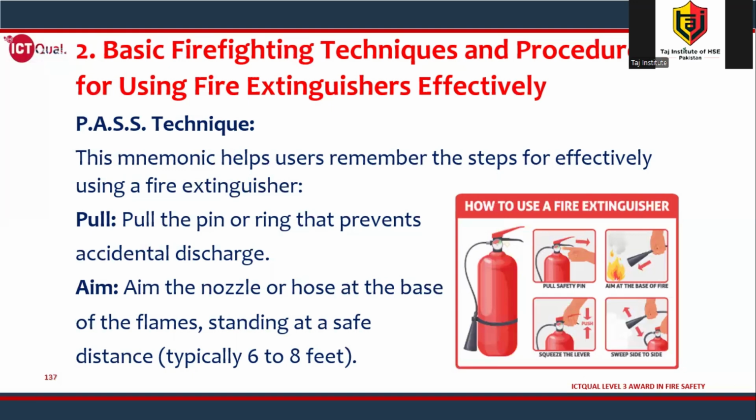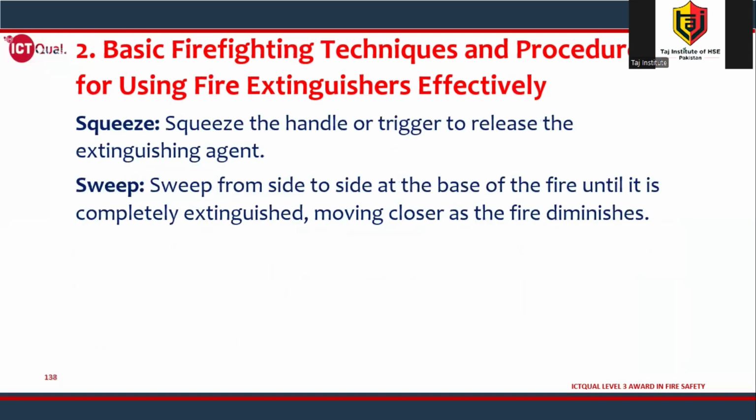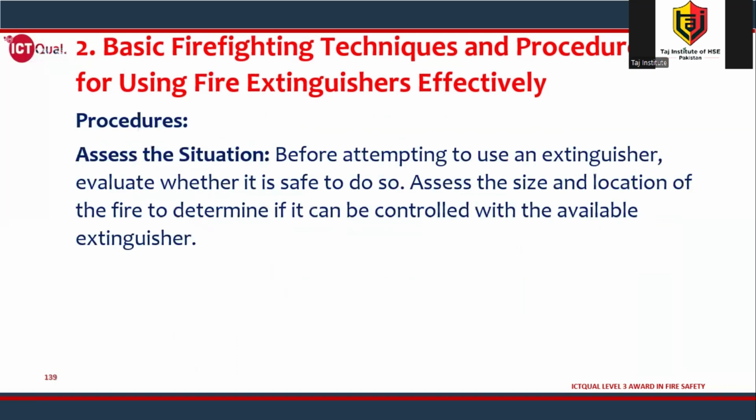PASS. Pull the pin or ring that prevents accidental discharge. You are looking at the picture. Aim the nozzle or hose at the base of the flame, and squeeze and sweep. These are the four parts of how to use a basic fire extinguisher.